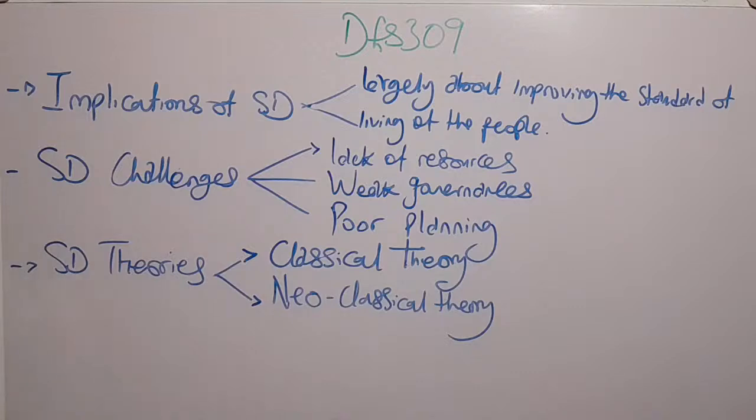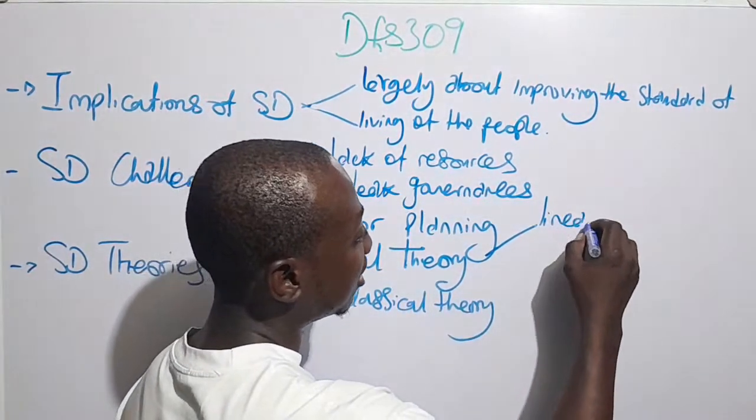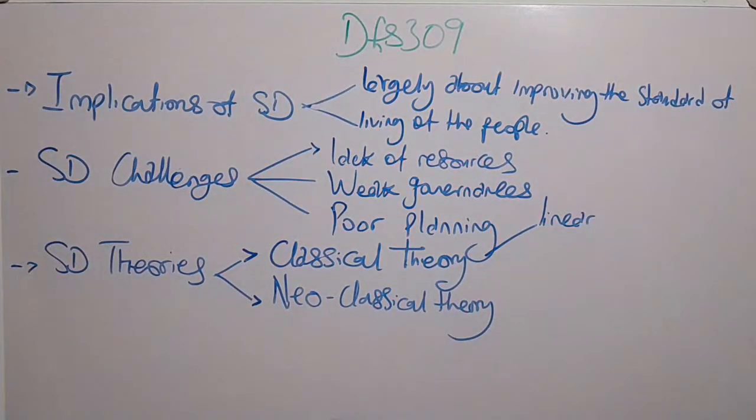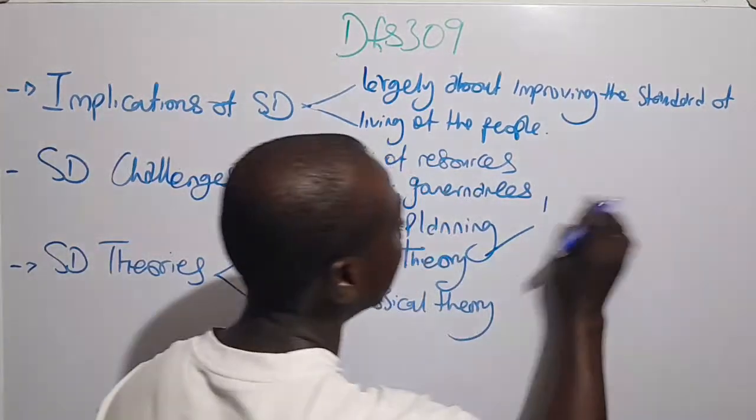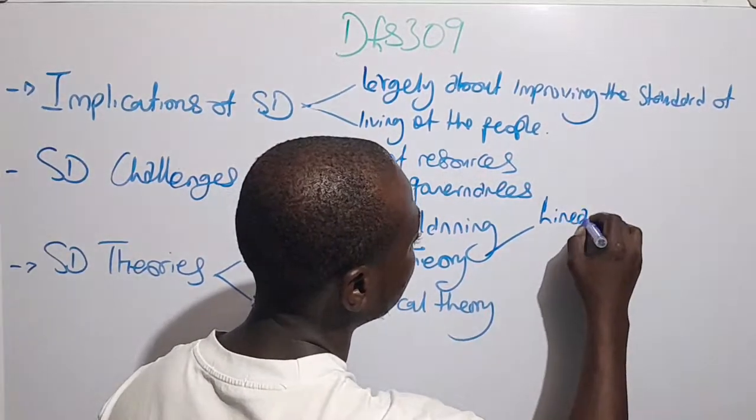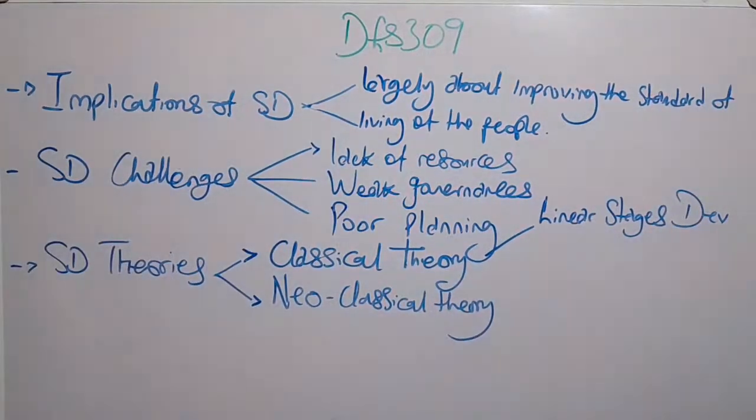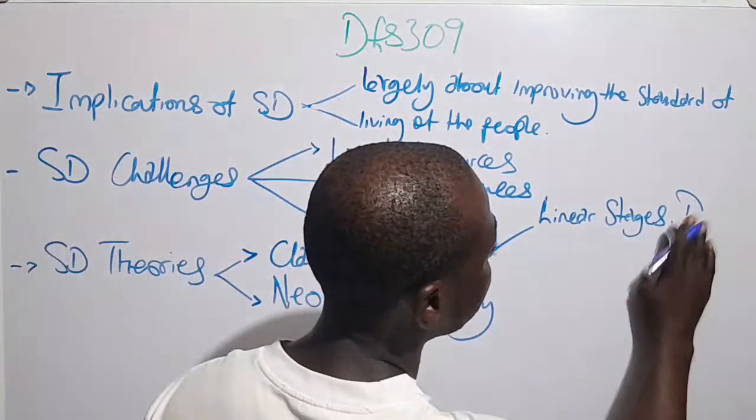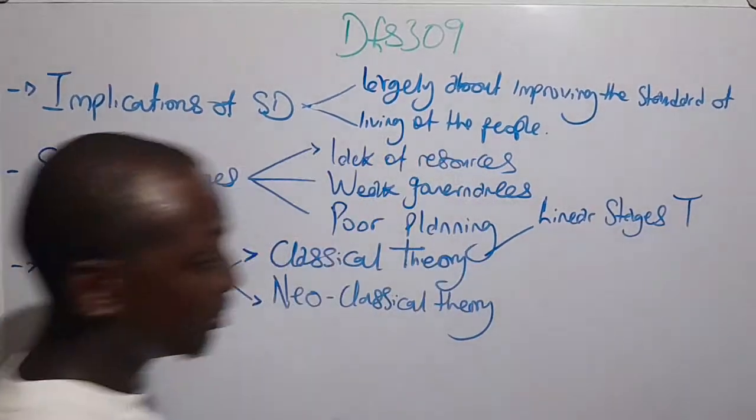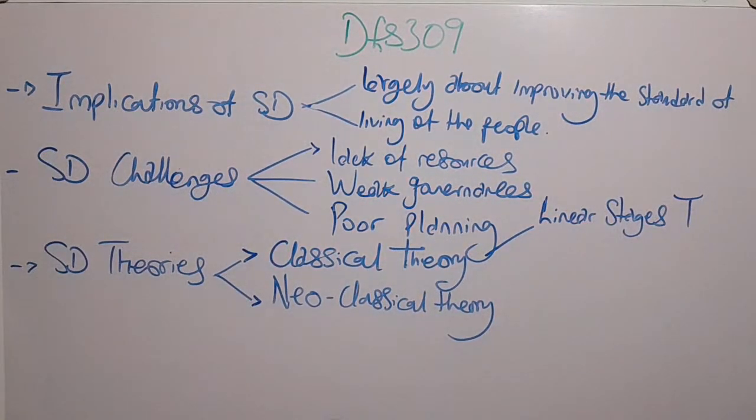Now, under classical theory, we have what is called the linear stages theory. It says linear stages, let me put that correctly. Linear stages theories. That should be theories, so I'm just going to put a T there. Linear stages theories of development is what we refer to as an economic model.